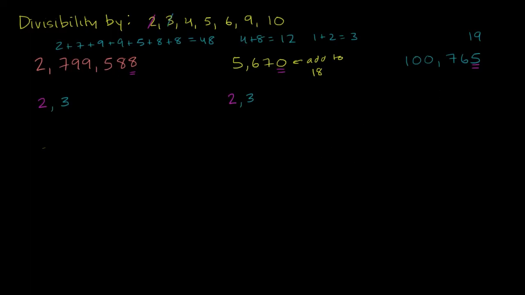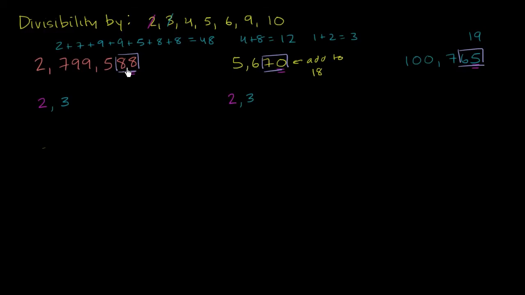Let's try 4. And to think about 4, you just have to look at the last two digits and see, are the last two digits divisible by 4? Immediately, you can look at this one right over here. It's an odd number. If it's not going to be divisible by 2, it's definitely not going to be divisible by 4. So this one's not divisible by any of the first few numbers right over here.